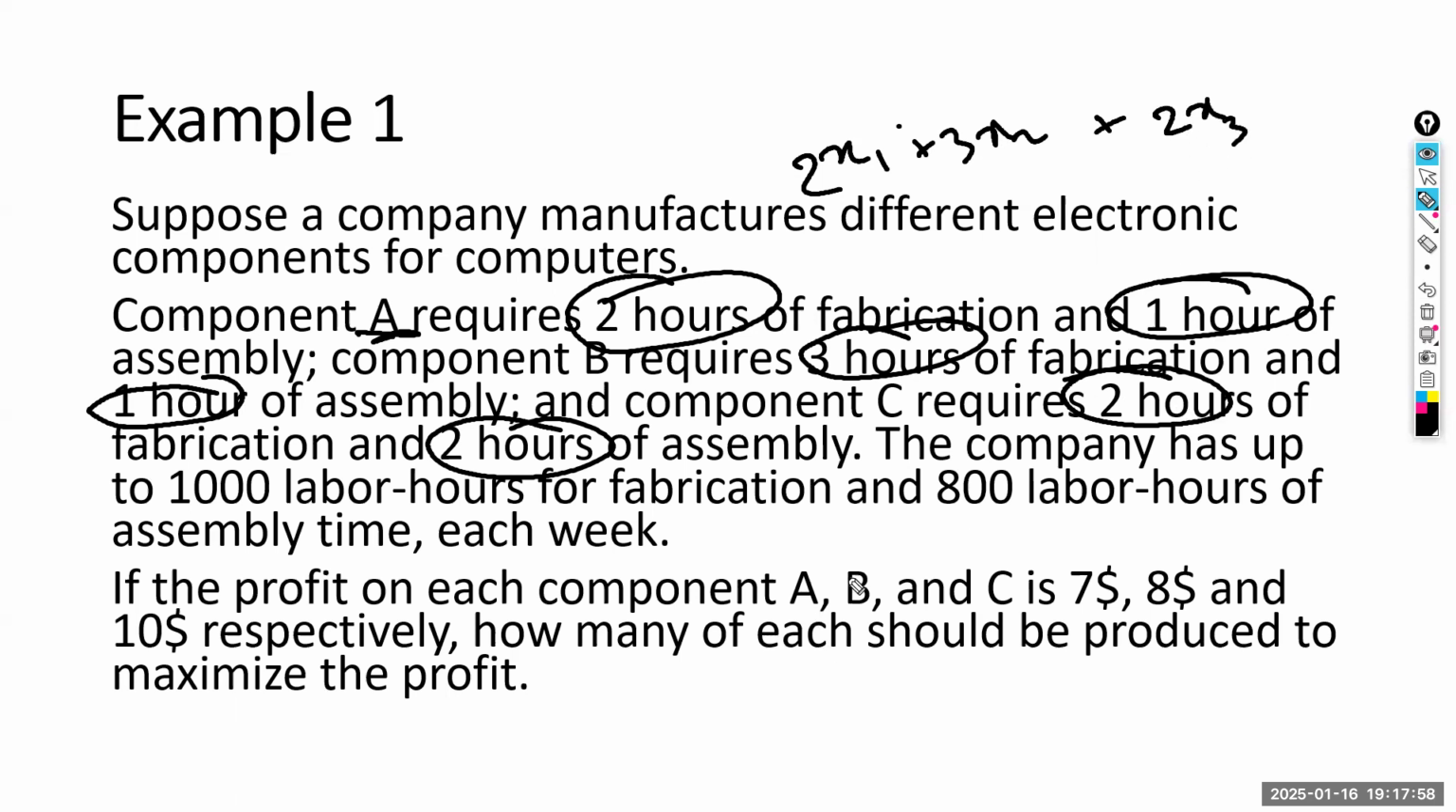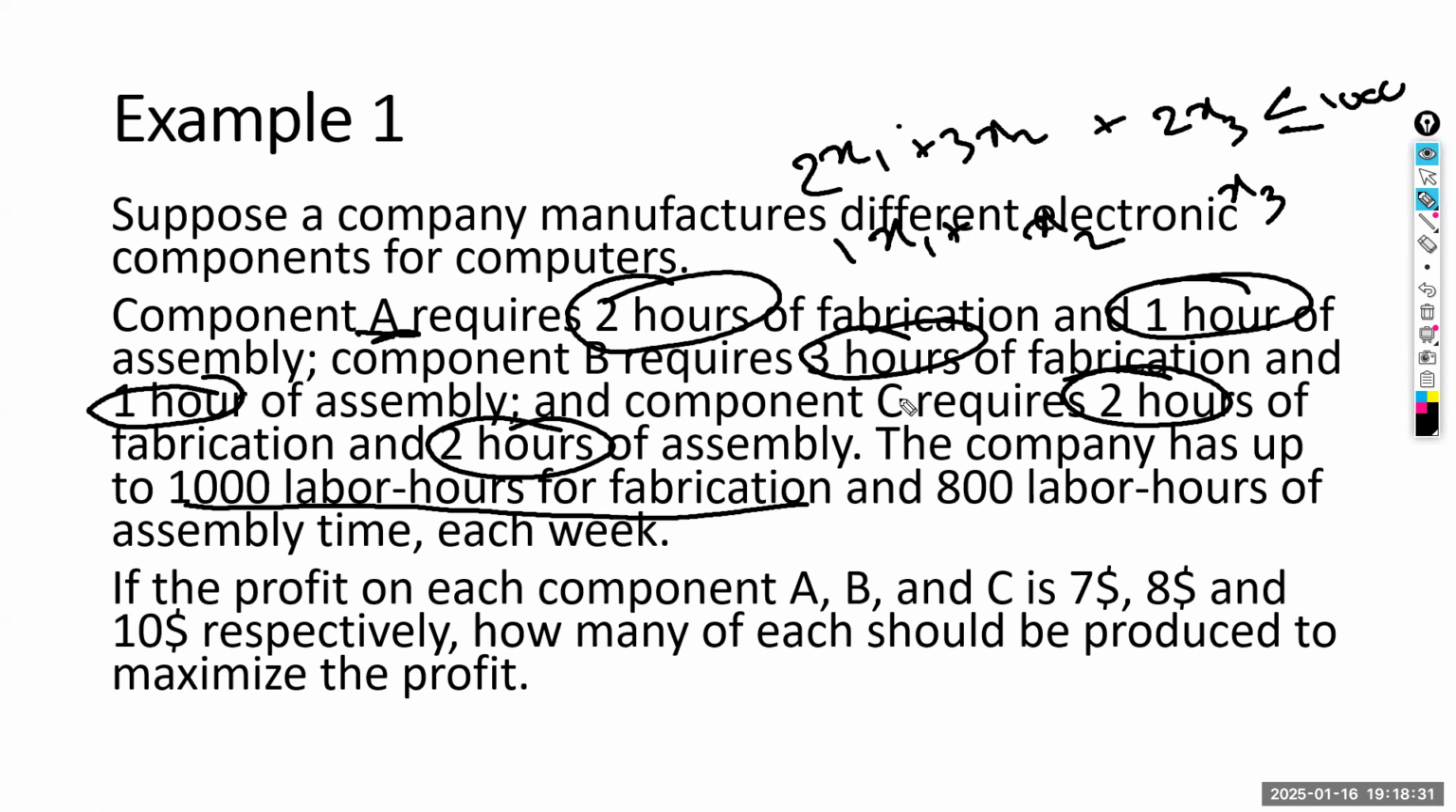And remember, there's a constraint. The total number of fabrication hours we have is 1000. So therefore, this must be less than or equal to 1000. So then we'll take the assembly hours. Remember, we are going to have x1 number of product A, x2 number of product B, and x3 number of product C. For product A, you need 1 hour of assembly. So therefore, 1 into x1.